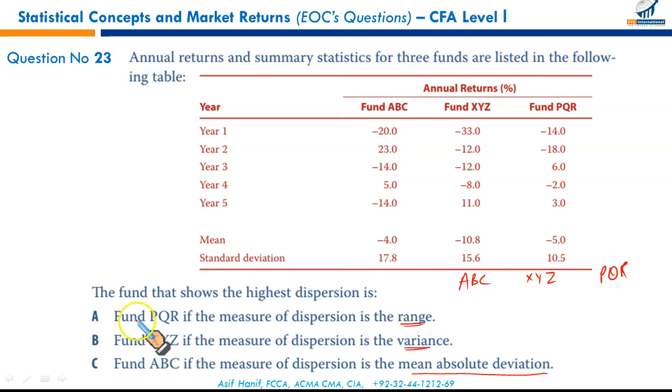So what you will do, find the fund if the measure of dispersion is range. So first, for ABC, the highest value is 23, the lowest is minus 20, so the range is simply 23 plus 20, 43. For XYZ, lowest and the highest, the gap is 44. This is the range. For PQR, this is the lowest, this is the highest, the difference between these two is 24.